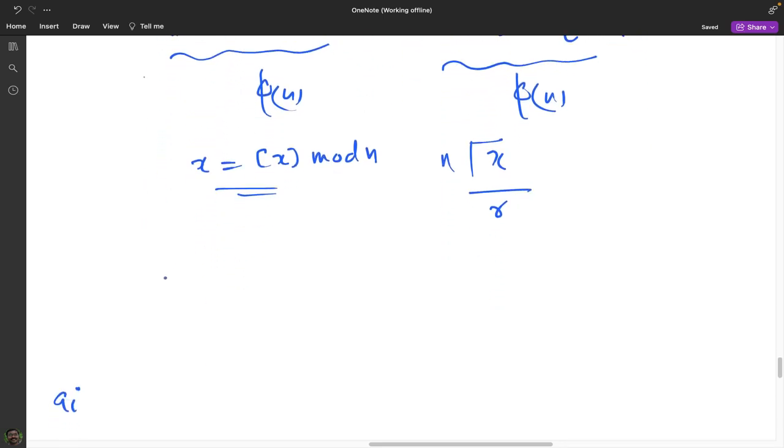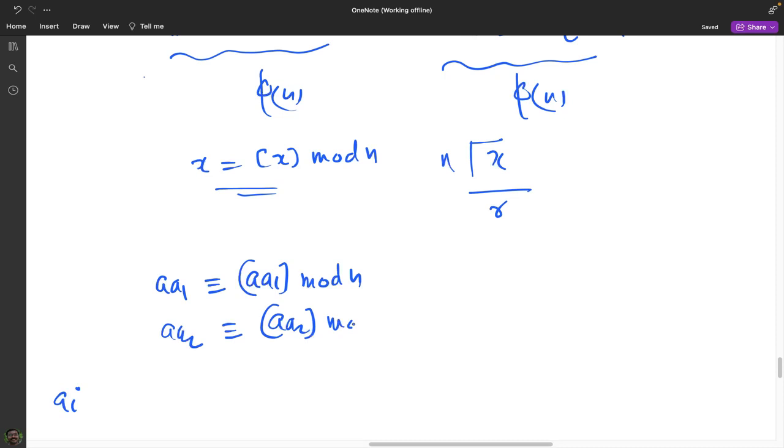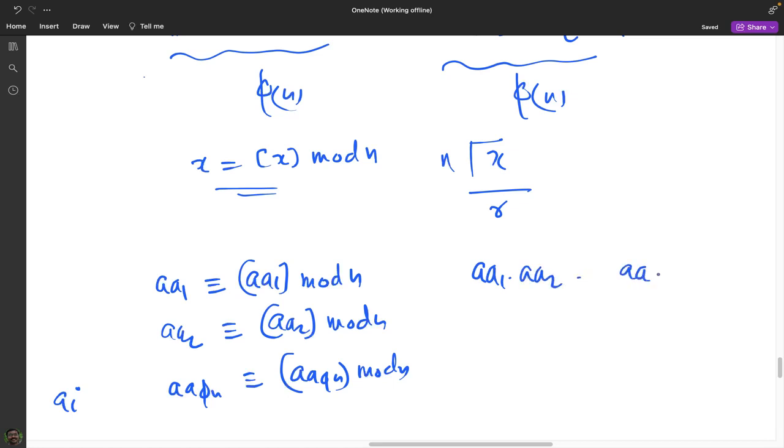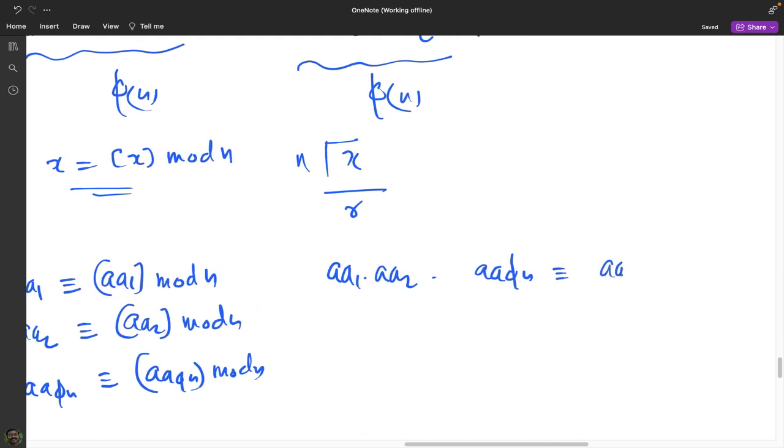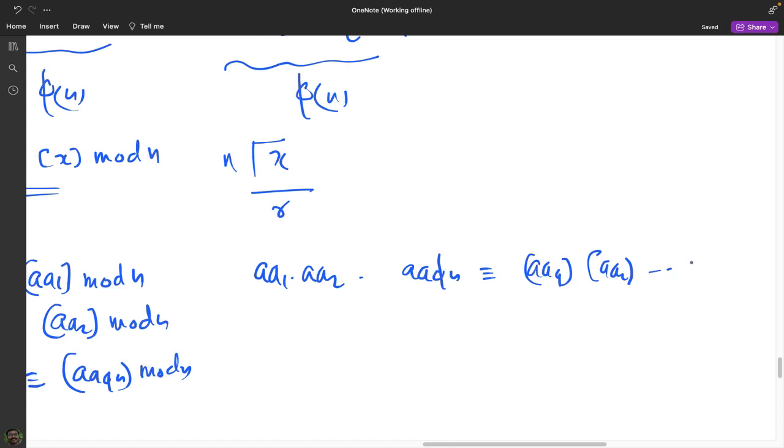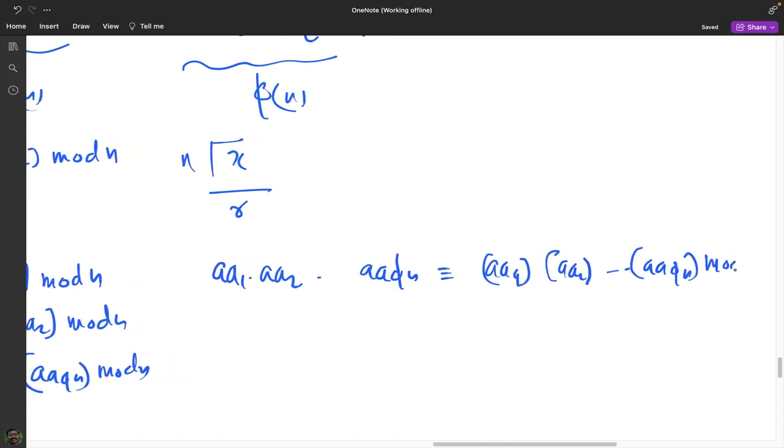So I can say that a·a1 is congruent to (a·a1 mod n) modulo n. Similarly a·a2 is congruent to (a·a2 mod n) modulo n. Similarly a·a phi n is congruent to (a·a phi n mod n) modulo n. Multiplying all these congruences together, we know that if x is congruent to y modulo z, you can multiply them. So using that result, a·a1 into a·a2 into and so on up to a·a phi n will be congruent to (a·a1 mod n) into (a·a2 mod n) and so on up to (a·a phi n mod n), modulo n. Now what is this? How many a's are there? There are phi n terms, so a raised to phi n will be there. Then you will have a1, a2 and so on.